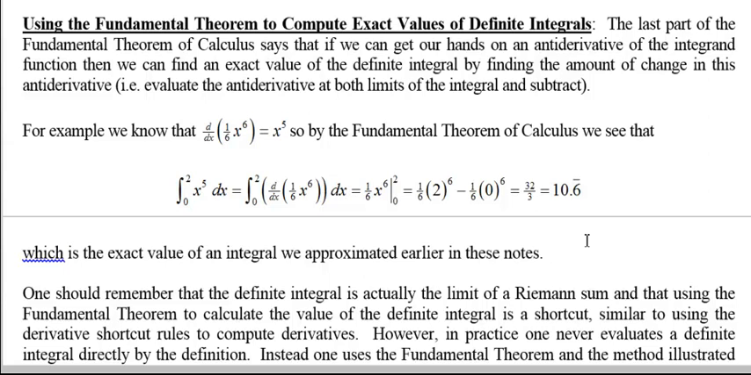We know that the derivative of 1/6 x to the 6th power is x to the 5th. We're using our power function rule, the shortcut rule from derivatives. So by the fundamental theorem of calculus, we see if we want to do the integral from 0 to 2 of x to the 5th dx, which by the way was one of the functions we were trying to approximate earlier in the notes, and we looked at approximating it with several different methods.